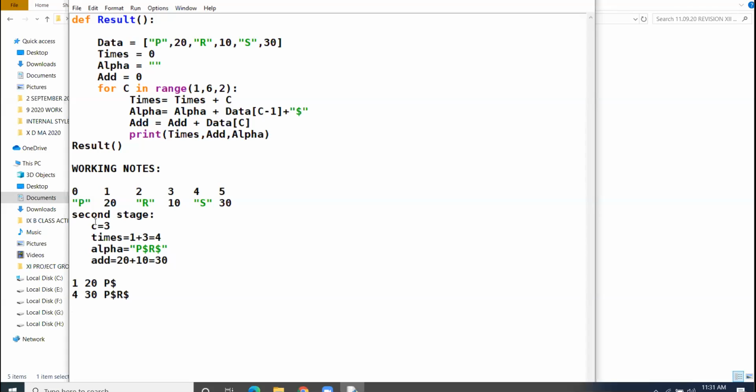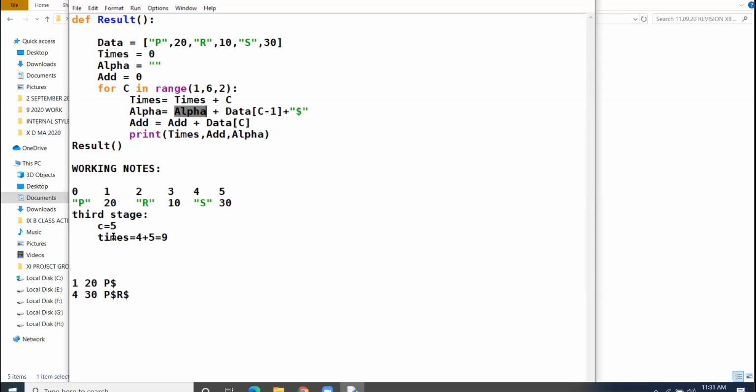Next, we are entering the third stage. At the third stage, we have the value of C with a jump of 2, it becomes 5. Earlier value was 3. Now we make a jump of 2 and the value becomes 5. What was the value of times in the previous stage? 4. So times is 4 plus C. C value is 5, so times becomes 9. The new value of times is 9.